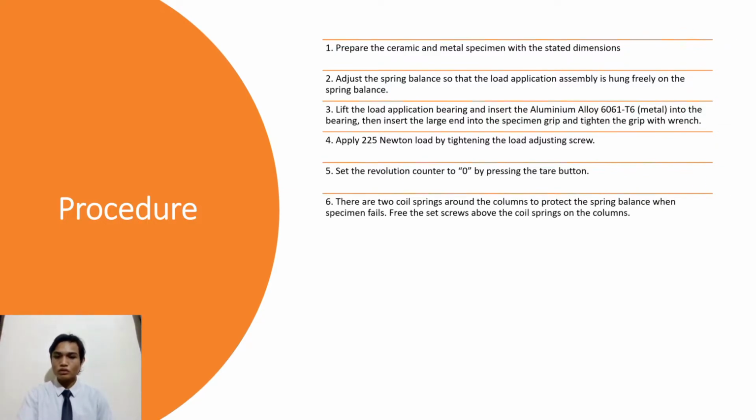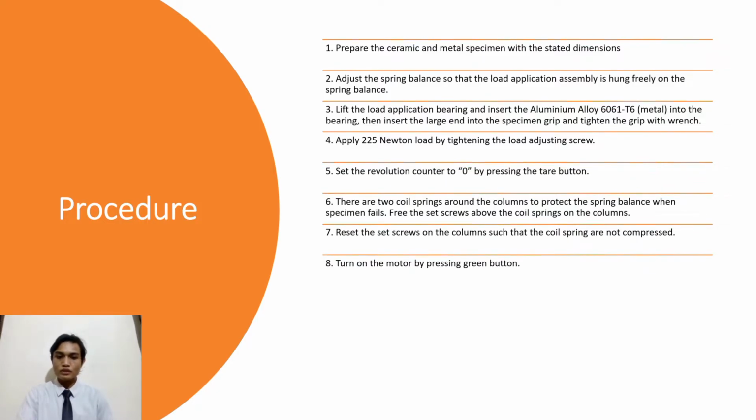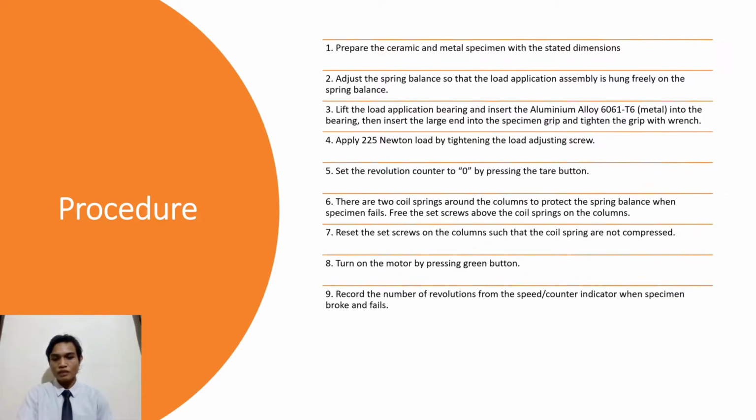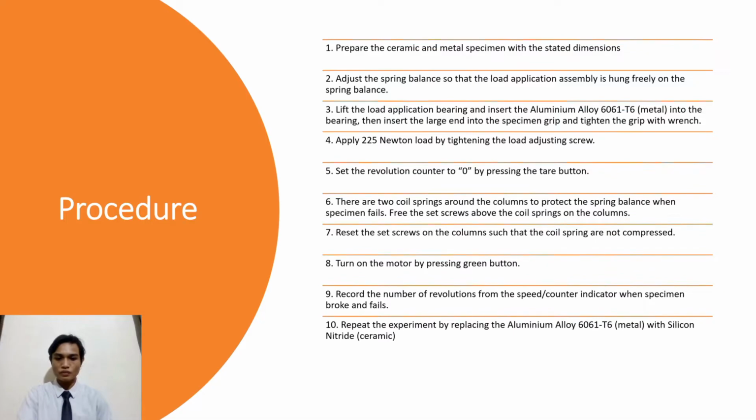Next, there are two coil springs around the columns to protect the spring balance when the specimen fails. Free the set screw above the coil springs on the columns. Then we reset the set screws on the column such that the coil springs are not compressed. Okay, we turn on the motor by pressing the green button. Then we record the number of revolutions from the speed indicator when the specimen breaks and fails. Then we will repeat this experiment by replacing the metal with ceramic. Lastly, we plot the maximum stress level versus the SN curve.